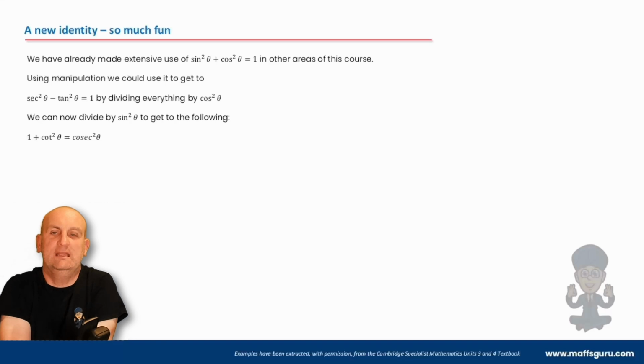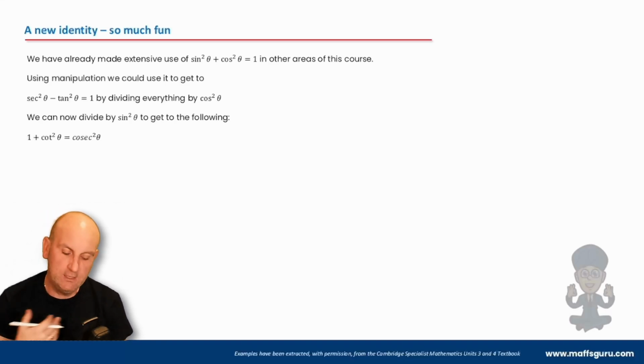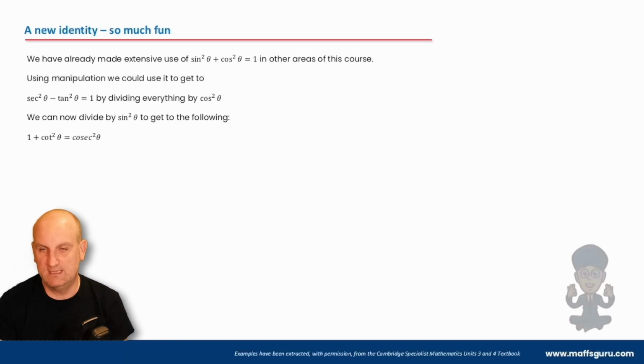Right, new identity, so much fun. Love it. Now we've already used sine squared plus cos squared equals 1 in other areas of this course. In fact, we got it from the unit circle, if you remember. Now, using manipulation, we can actually get to 2 more important formulas.